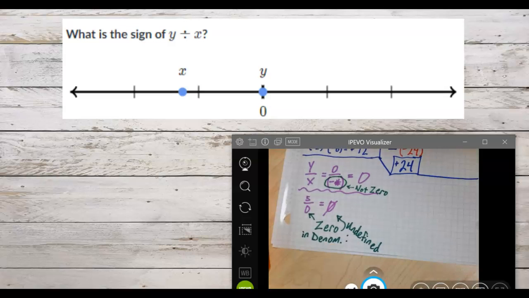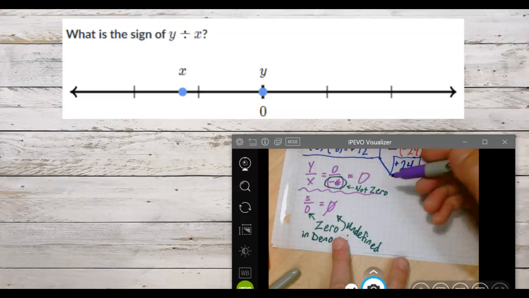And I told you guys to write down the word undefined last week, but if you did not, or if you already forgot it, you might as well write it down again. It's not going to hurt you to write it down again.